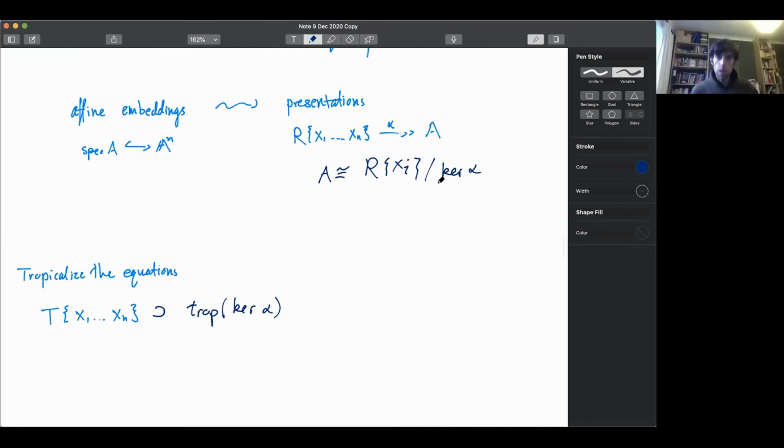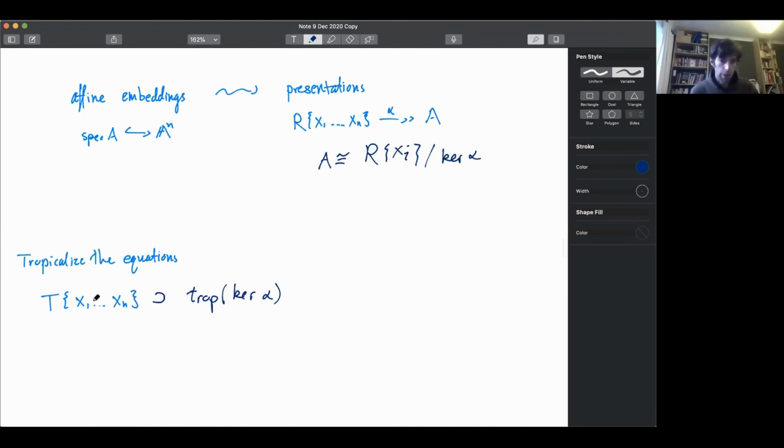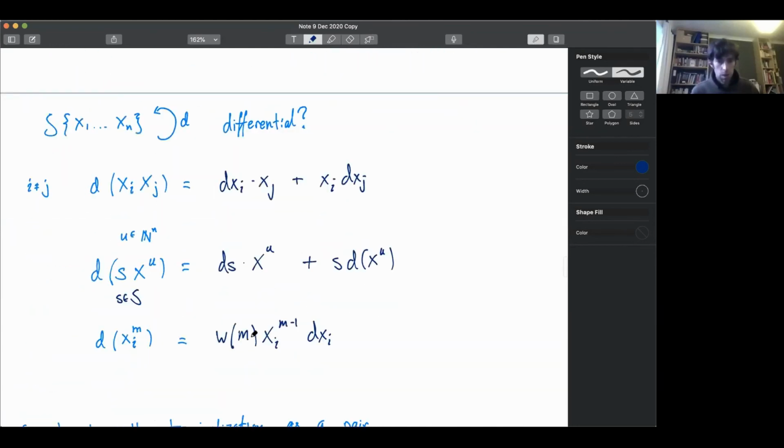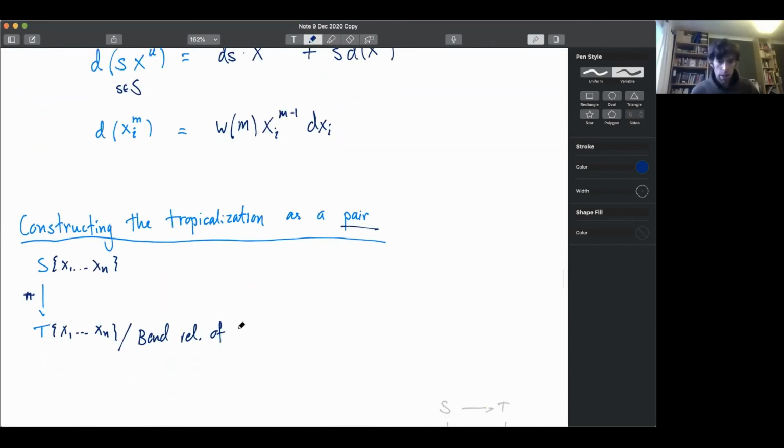So I'm going to tropicalize, kernel of alpha is the equations in some particular coordinates defining this differential algebra A. And I'm taking the kernel of that and I'm tropicalizing that system of differential equations to get a system of tropical differential equations in here. Scroll down again. So I take the bend relations of the tropicalization of the kernel of alpha. Okay, this is good, but what do I do up here?